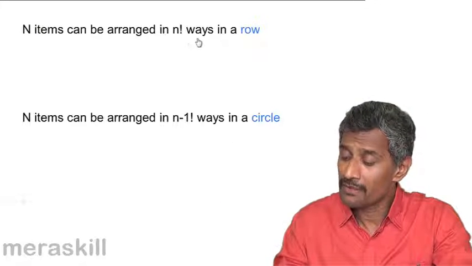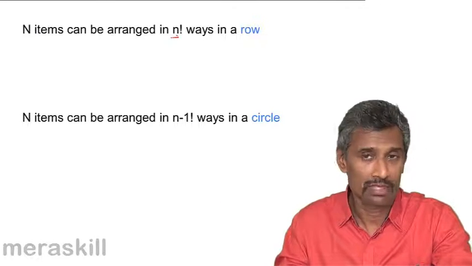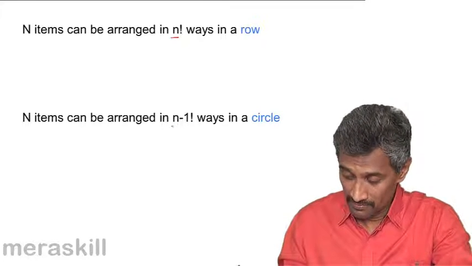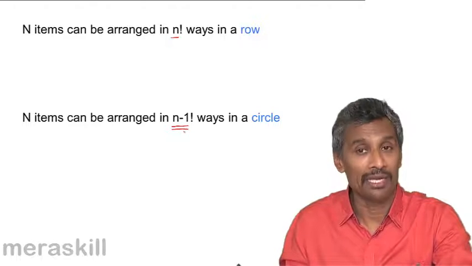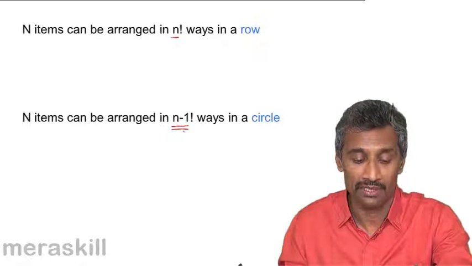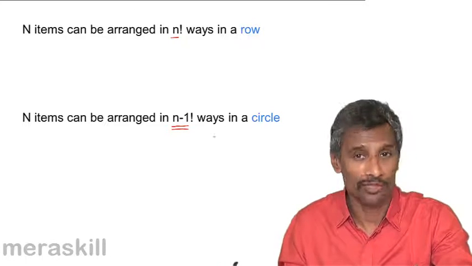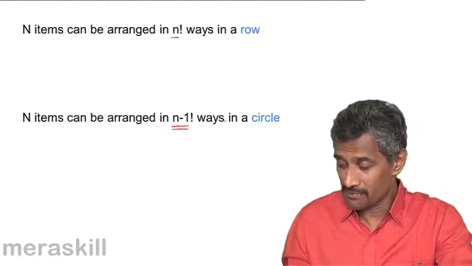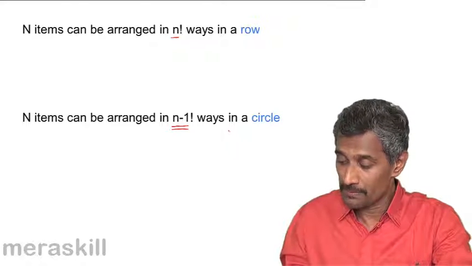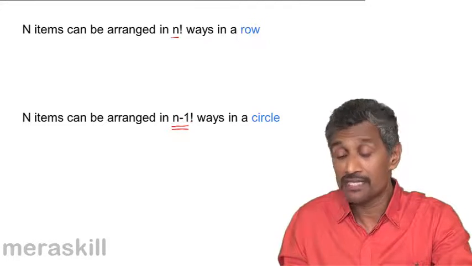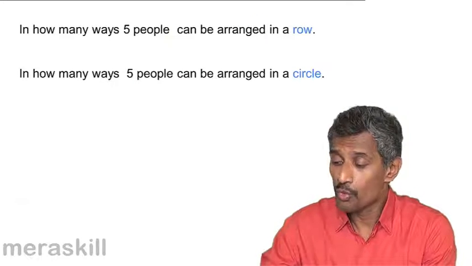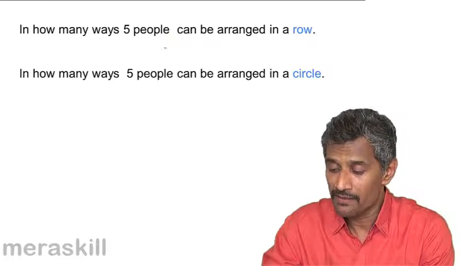Now, n items can be arranged in n factorial ways in a row, understandable. But the same n items, if you start arranging them in a circle, you will be able to arrange them in one way less, because ultimately one person has to be kept fixed and people around him can be arranged in n minus 1 factorial ways. Simple, what I explained earlier. So this is a comparison between a row type arrangement and a circle type arrangement. And of course, this takes into account both the clockwise arrangement and the anti-clockwise arrangement. So we have a simple way of comparing an interesting situation.